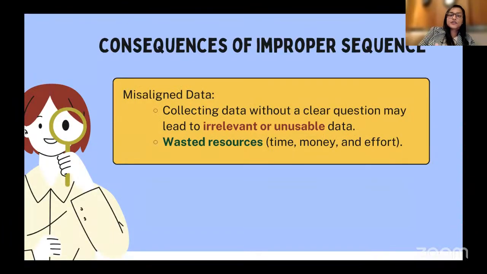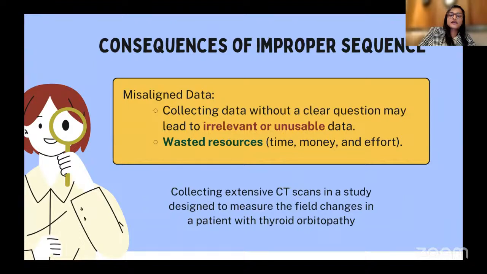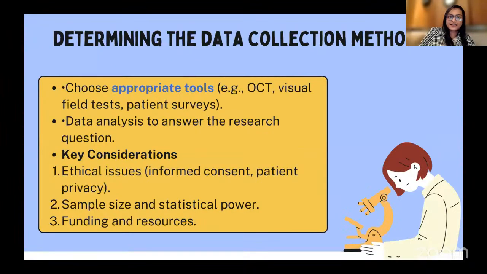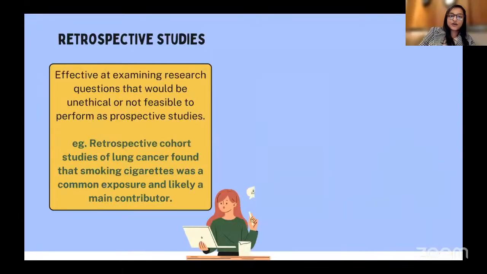Now, if you start collecting data first without an aim, you may collect irrelevant or unusable data, and you may waste resources in this process. For example, if you collect extensive CT scans in a study where you need to check for field changes in a patient with thyroid orbitopathy, that's just an example. It also helps you decide what tool or machine you need to use for the data collection, and then you can go ahead and analyze the data accordingly.